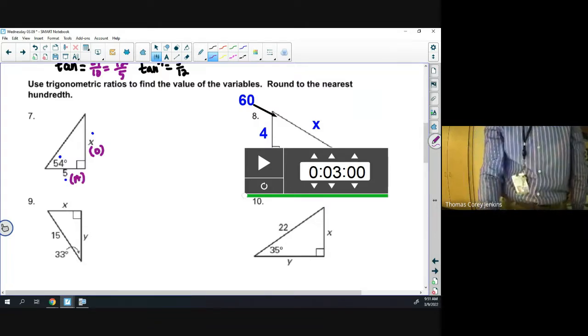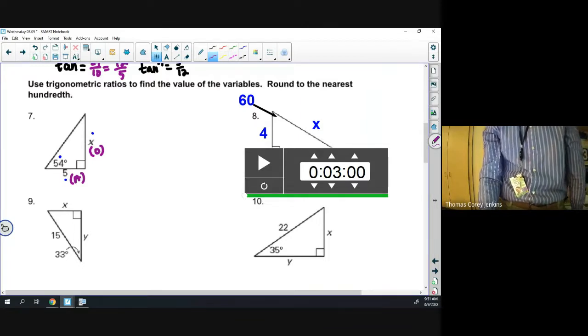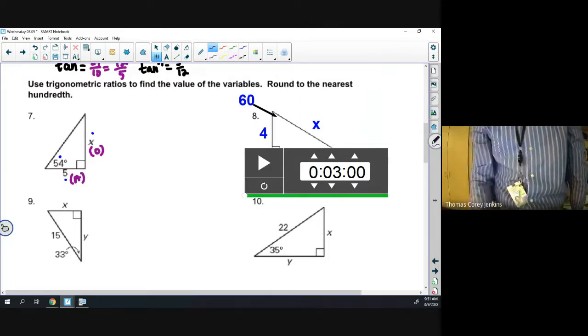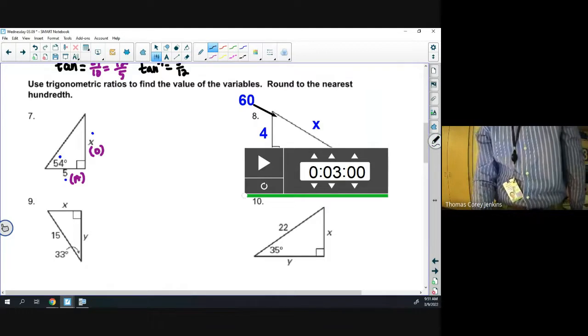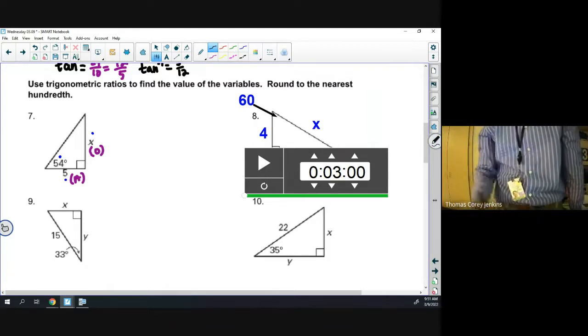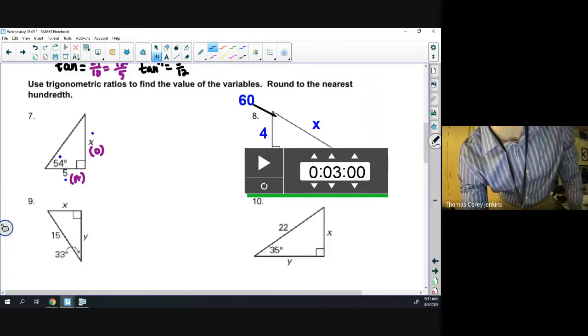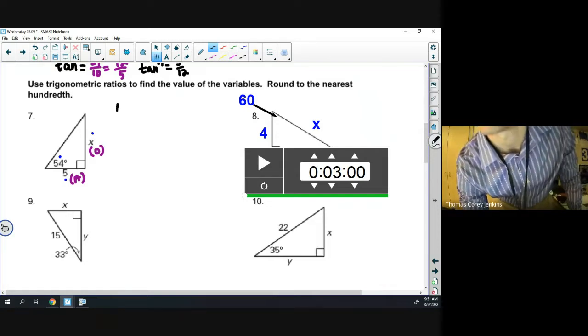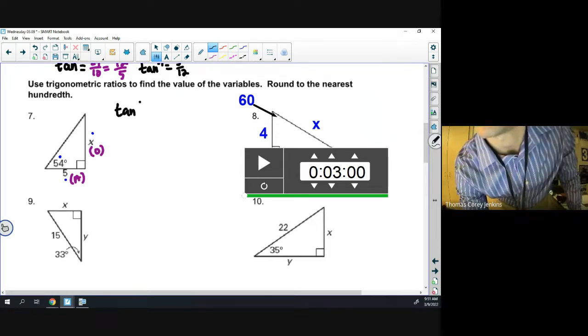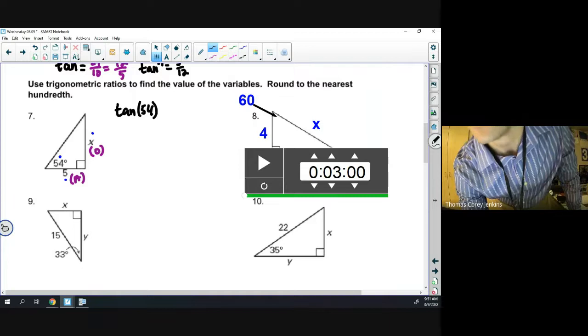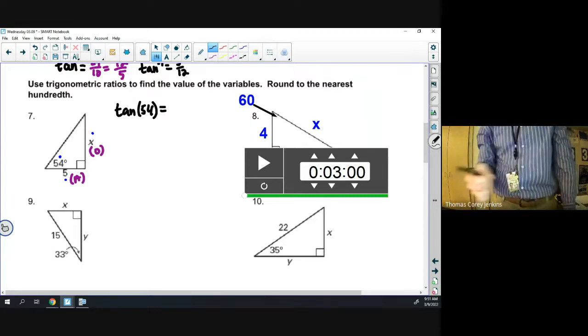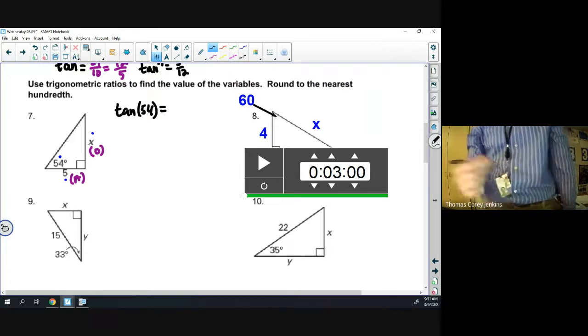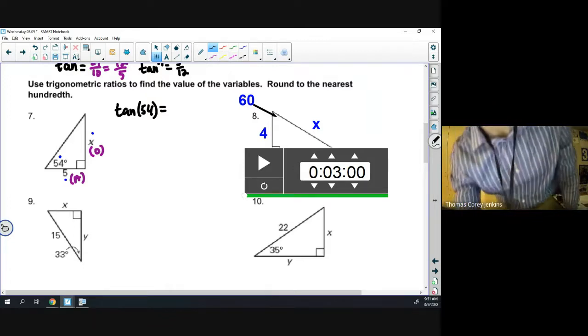Once you do that, you think about which one of my 3 trig functions uses opposite and adjacent? Tan. Very good. Once you identify that, we say tan of 54 equals, and then we set up the fraction. So tan is opposite over adjacent. In this case, that'd be x over 5.